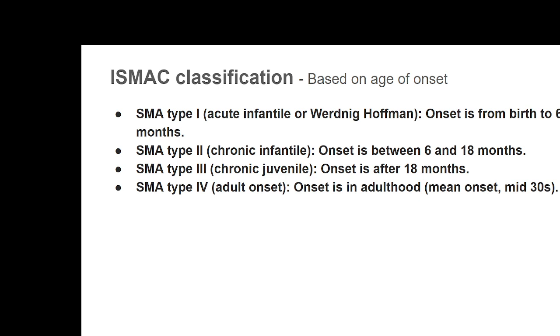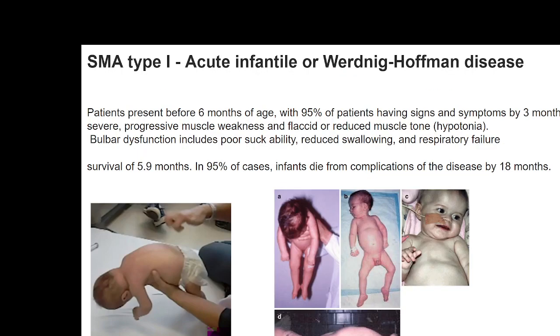Type 3 is chronic juvenile, where the onset is after 18 months. Type 4 is adult onset, where onset is somewhat later and usually in the mid-30s. Presentation of these symptoms is seen in the acute infantile form, or Werdnig-Hoffmann disease.